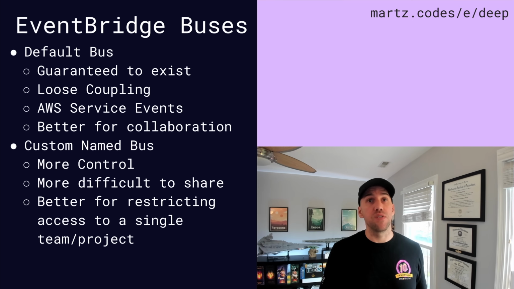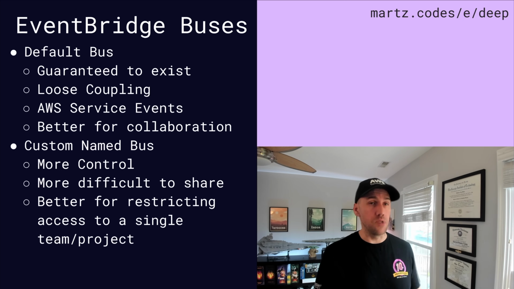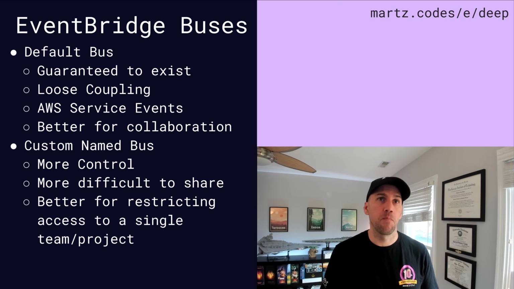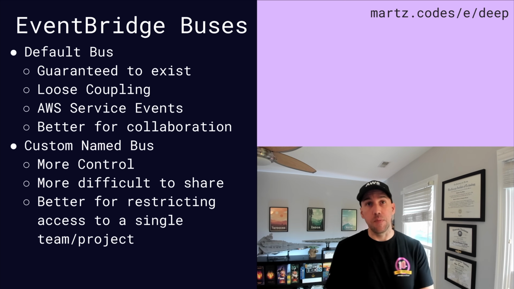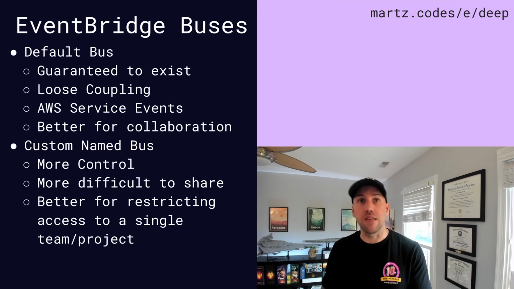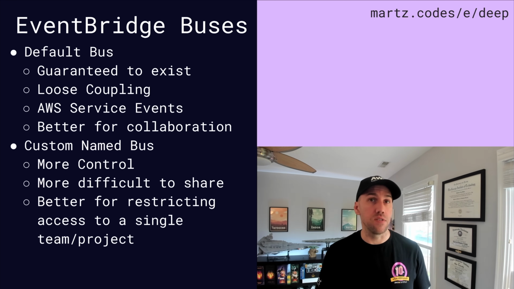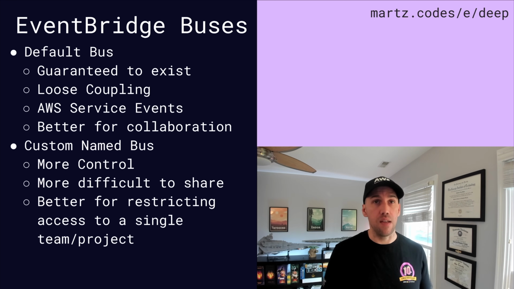In EventBridge, there are 2 types of buses: the default bus that is included in every AWS account, and custom named buses. Understanding their difference is key to effective event management. The default bus is always available, ensuring a foundation for loose coupling and better collaboration. It receives AWS service events automatically, making it ideal for integrations across multiple services and teams.